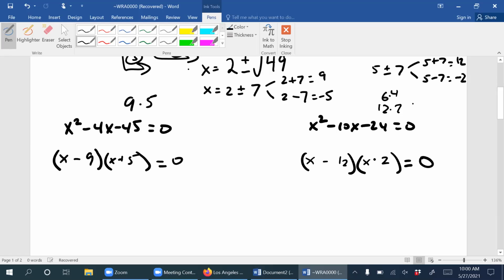More negatives than positives. Now, if we went and solved these separately, x minus 9, what would make this guy go to 0? X is going to be 9. And make this guy go to 0, negative 5.